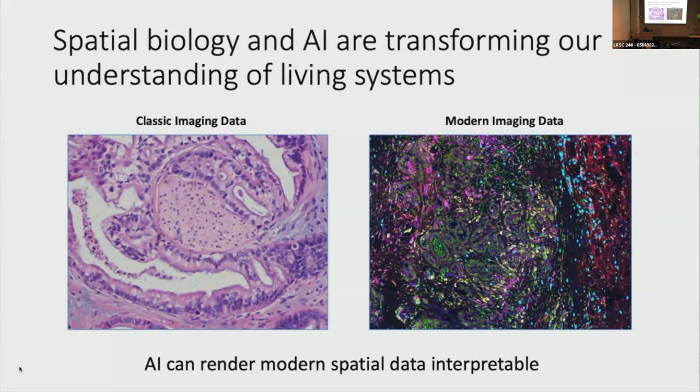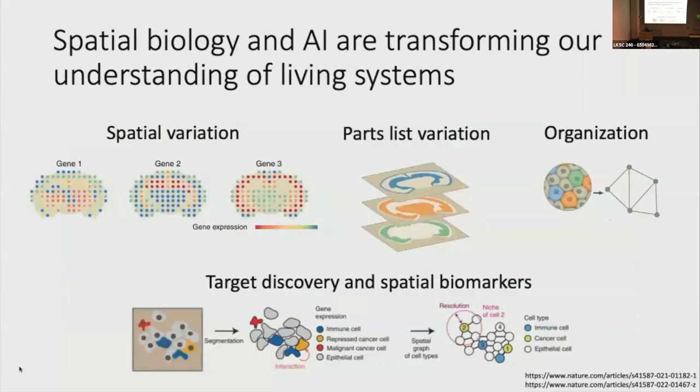And so these new spatial data sets are interacting with the advances we've had in AI, which is making modern spatial data interpretable. We've been seeing flavors of this theme all morning. What's really exciting are all of the different biological insights and drug discovery that can happen if we're able to access the latent information in these raw data sets at scale.